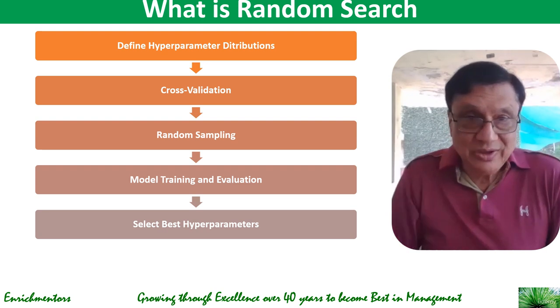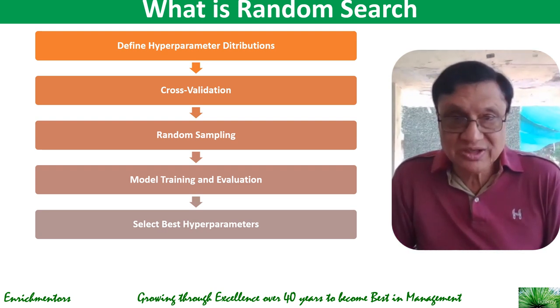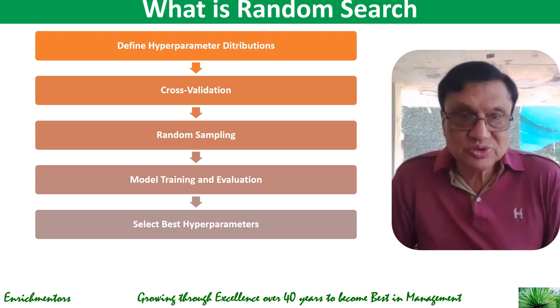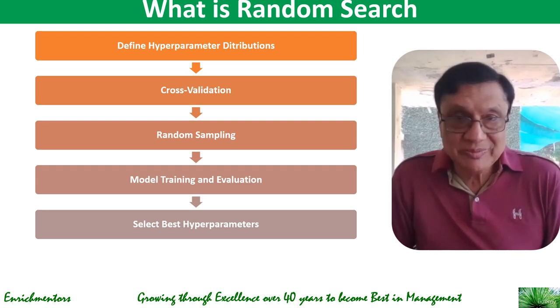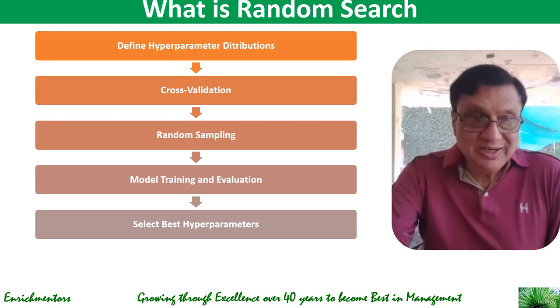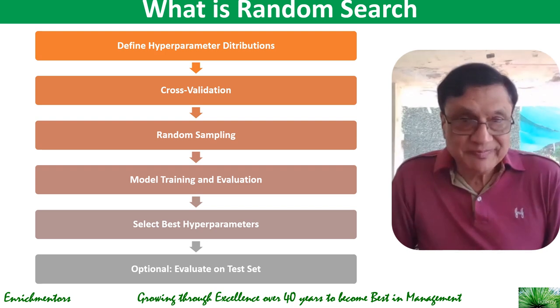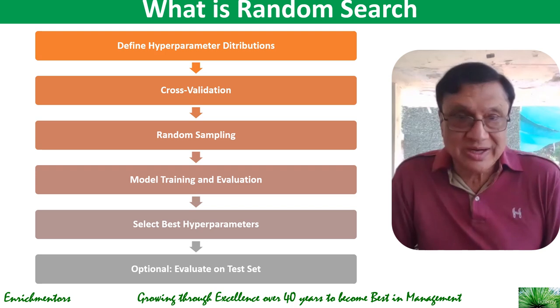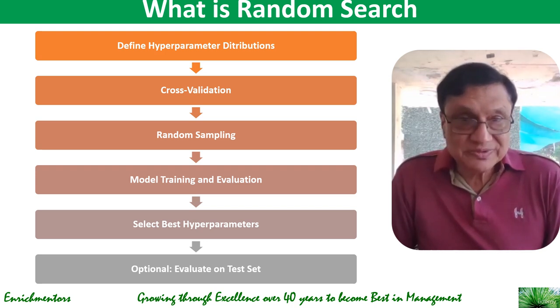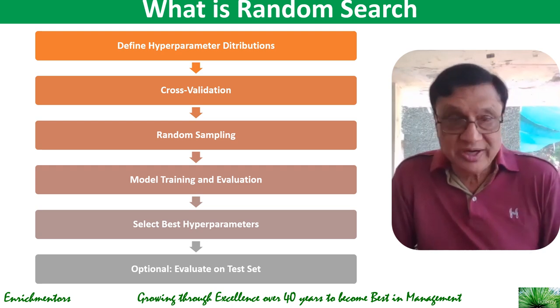And after evaluating a sufficient number of iterations, you select the combination of hyperparameters that yielded the best performance according to your chosen evaluation metric. This combination represents the optimal hyperparameters for the model based on the training and validation set. You can optionally evaluate again on a separate test set with the selected hyperparameters to estimate the performance on unseen data, and this helps ensure that the selected hyperparameters generalize well to new data.